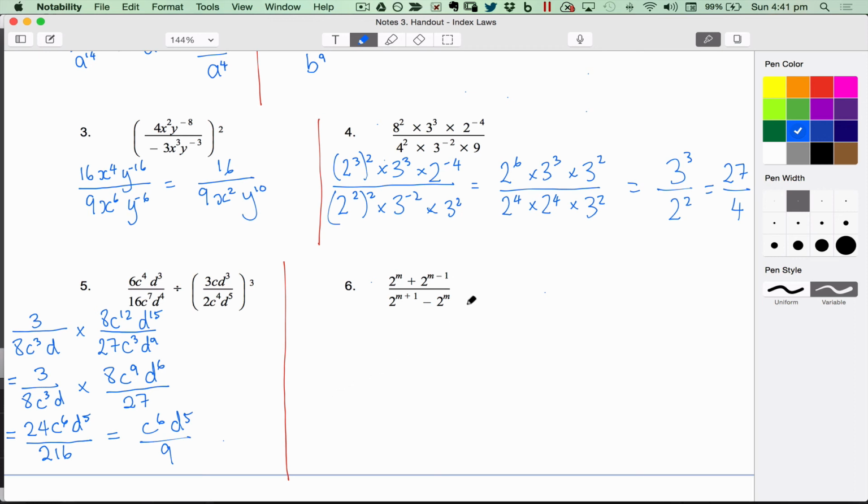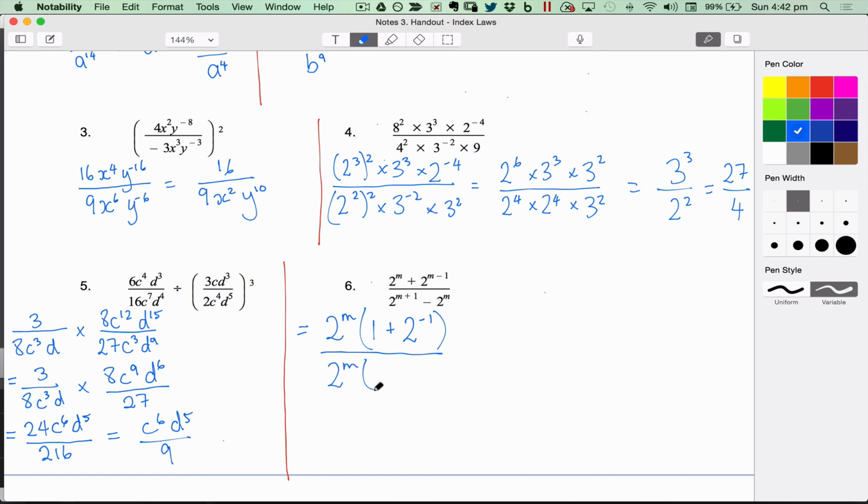Our final example here has lots of 2 to the m's in it. So when I look at this, I think, hang on, maybe I can simplify by taking out a common factor. So I'm going to try taking a 2 to the m out the front. 2 to the m times what makes 2 to the m? 1. That's easy. 2 to the m times what makes 2 to the m minus 1? So if you use your index laws, you'll find 2 to the m times 2 to the negative 1 will equal 2 to the m minus 1.